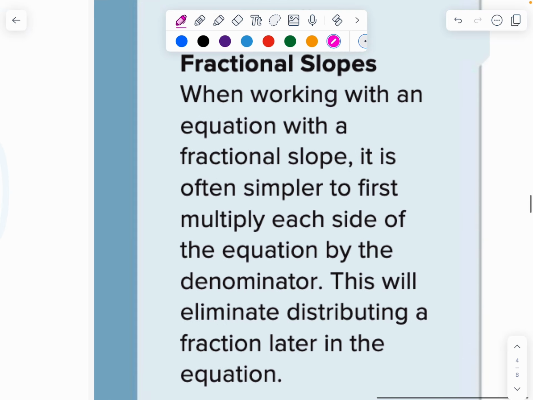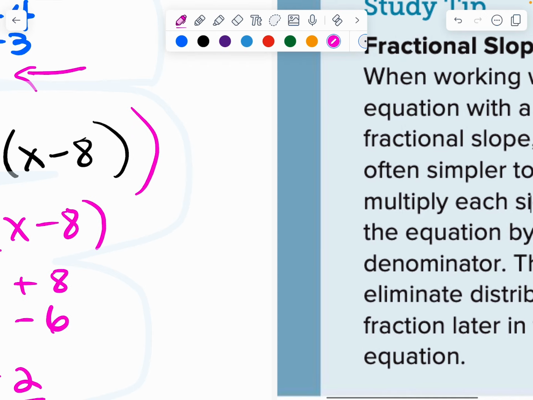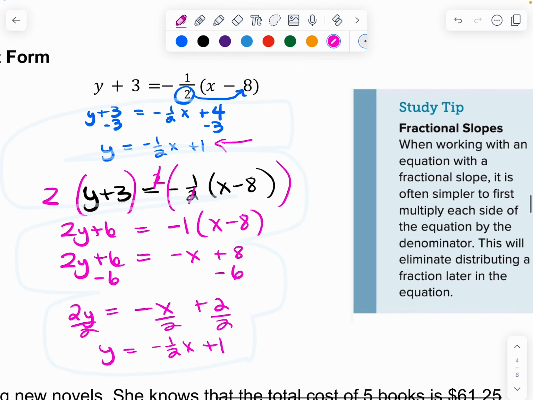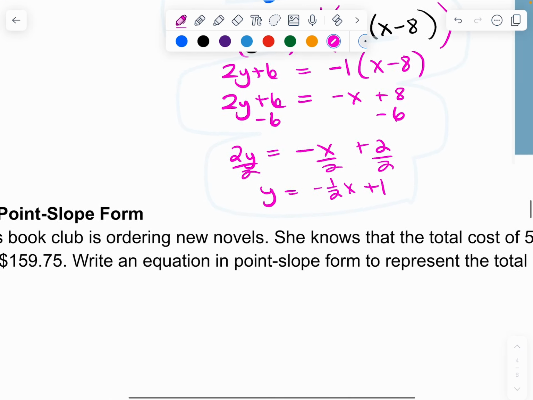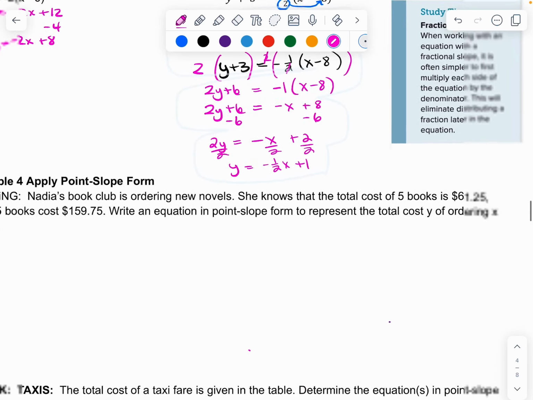If we look over here, it says fractional slopes. When working with an equation with a fractional slope, it is often simpler to first multiply each side of the equation by the denominator. This will eliminate distributing a fraction later in the equation. So, either way, you could have done this, but because 2 goes evenly into 8, it was simpler to just multiply straight through.